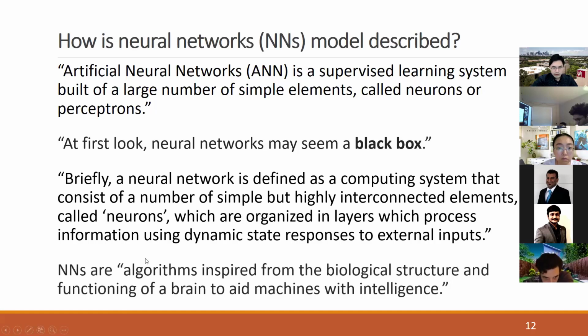Another one: neural networks are algorithms inspired from biological structure and functioning of a brain to aid machines with intelligence. That's much better. That's talking about something at least, right? It's not describing the structure, because even if you do, people generally don't understand what that means. What does it mean? Dynamic state responses means nothing to an average person, I guess.